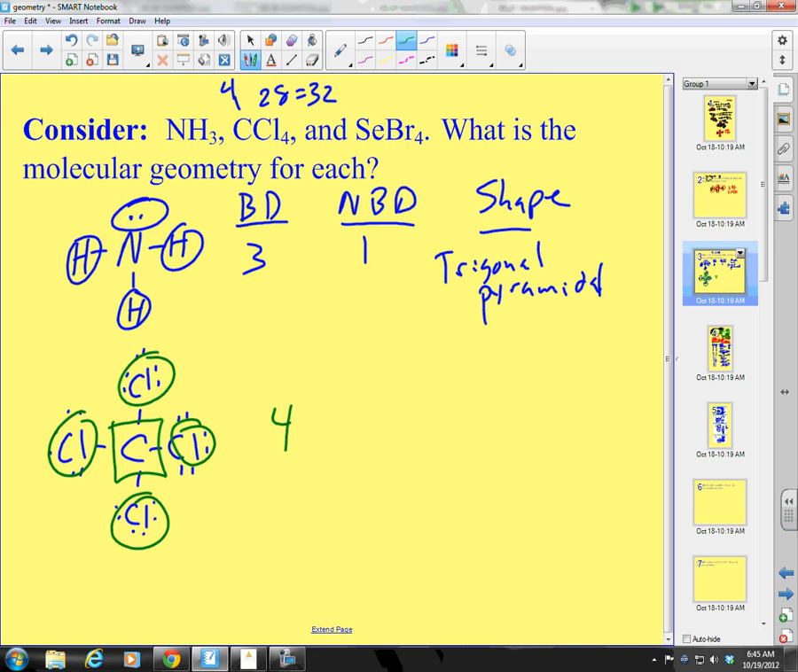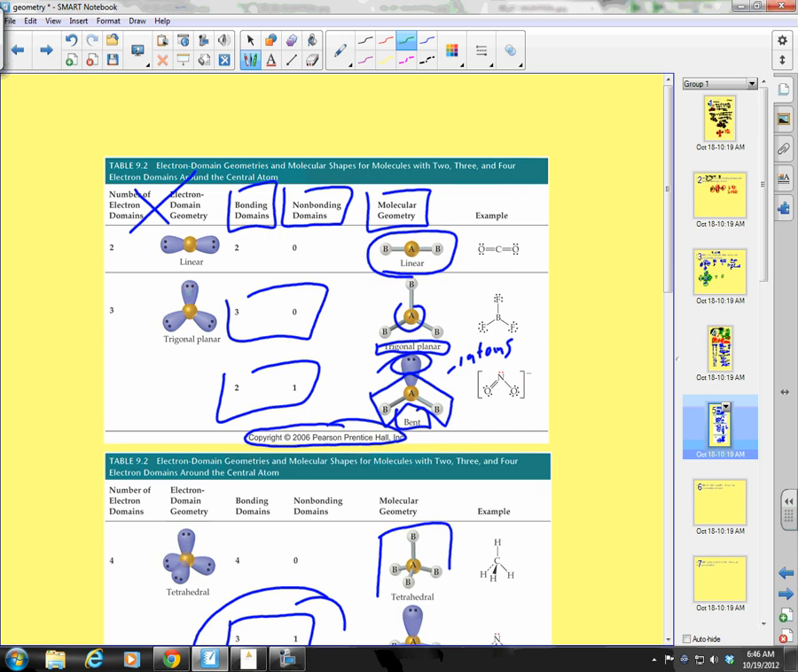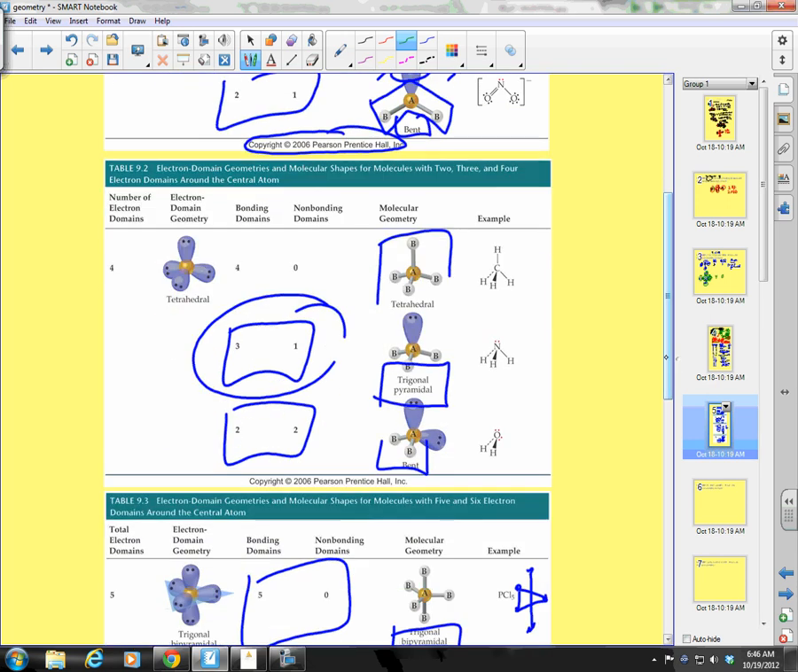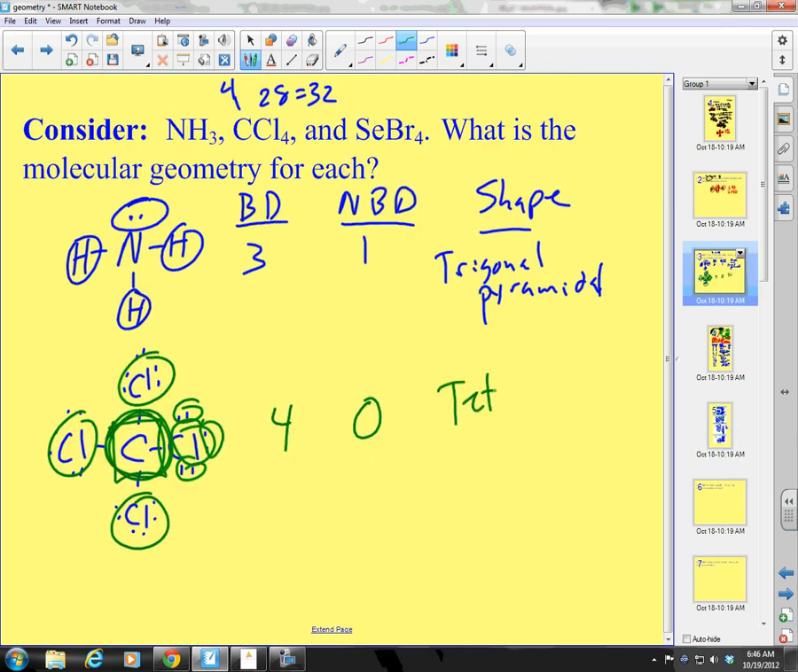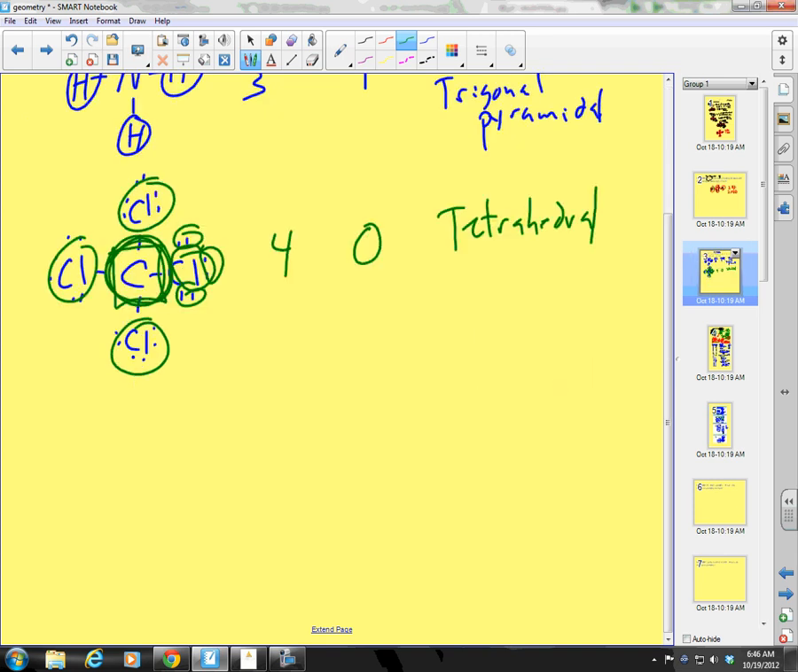Now, how many pairs of electrons are on my carbon? These guys out here don't count on my chlorine. I'm just looking at my carbon. How many unbonded electron pairs do I have there? And the answer is 0. So I have a 4, 0. When you look at 4, 0, what do we have here? 4, 0 is tetrahedral. Tetrahedral. Good.